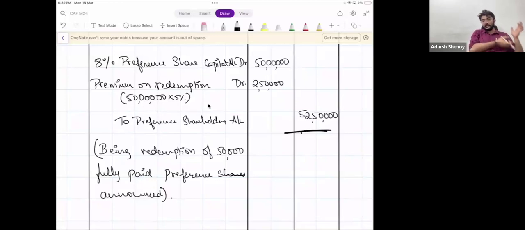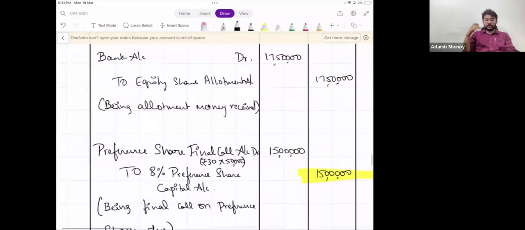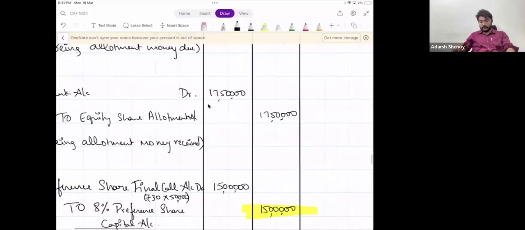So for this, as I discussed earlier, I have two options. I can either make a fresh issue or I can create CRR. So in this question, they have done a fresh issue, right? They've done a fresh issue of equity shares. So I don't have to create all of it as CRR. I have to see how much CRR is to be created.